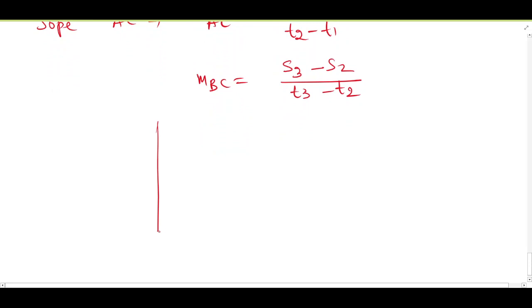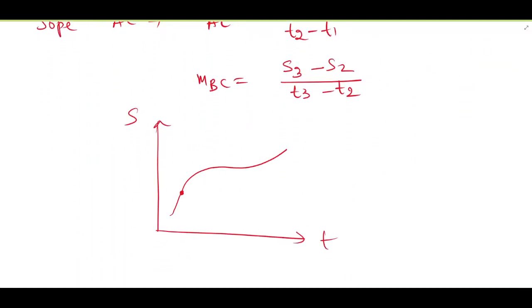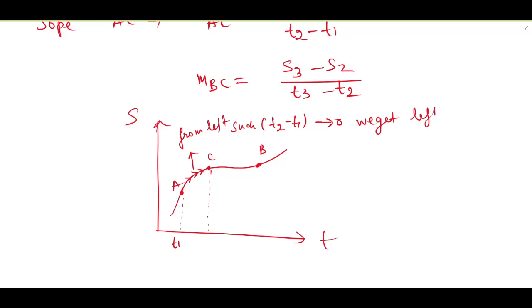So from the graph of s versus t, this is point A, this is point C and this is point B. As point A approaches point C from the left side, such that t2 minus t1 approaches 0, we get the left hand limit.